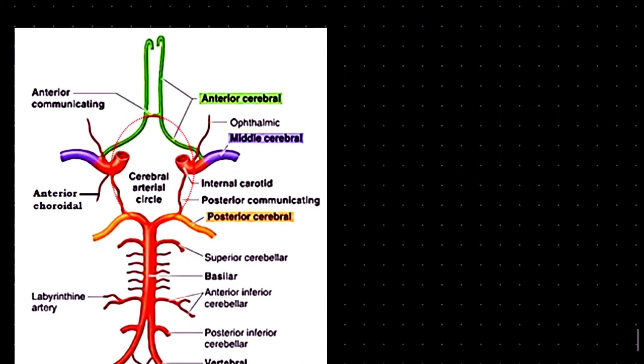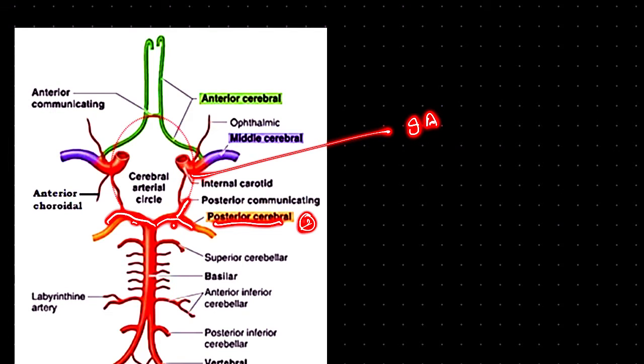So what is the contribution of the circle of Willis? Talking about the circle of Willis, a total of 9 arteries are its contribution. Let's start from the posterior cerebral artery. Where is it? Here, at the base. There are 2 posterior cerebral arteries. Moving further, you will see the posterior communicating artery, 2 in number.